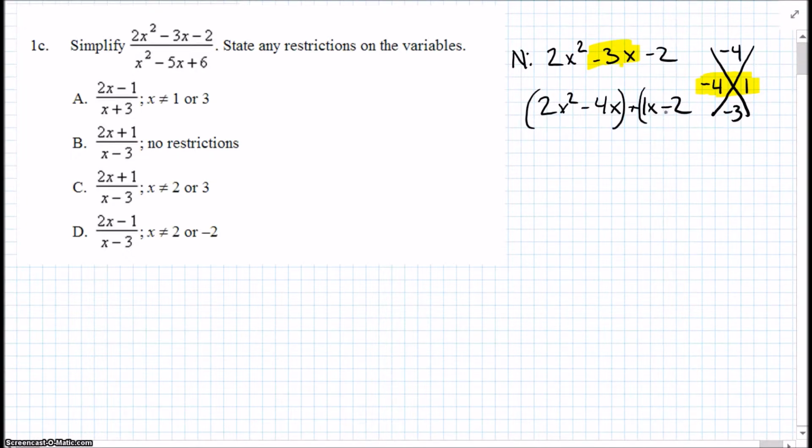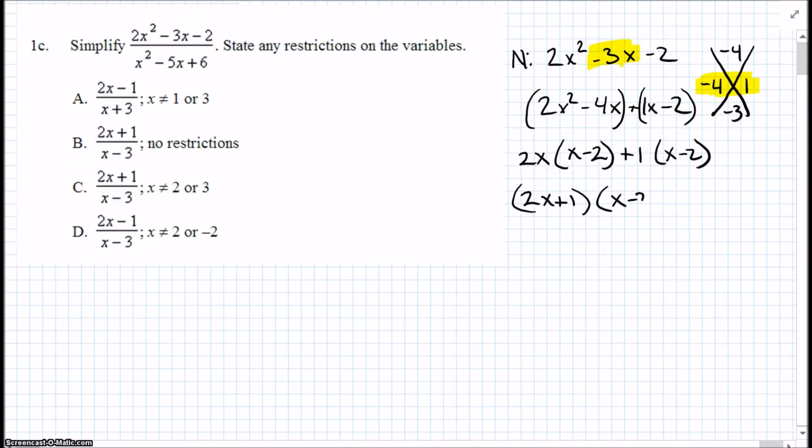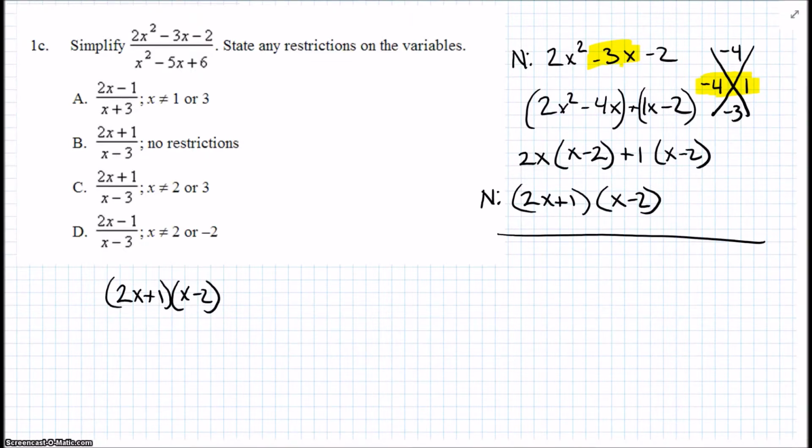Now, from earlier we learned we could group these. We factor out a 2x on the left side, make that x minus 2. And we factor out a 1 on the right side and get x minus 2. So now we can group these together as 2x plus 1 times x minus 2. So that's our numerator. Okay, I'm going to draw that over here. 2x plus 1, x minus 2.